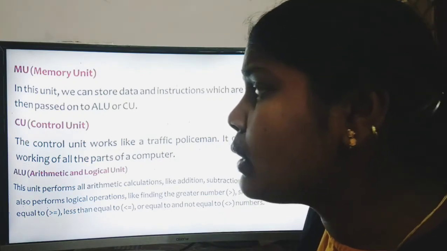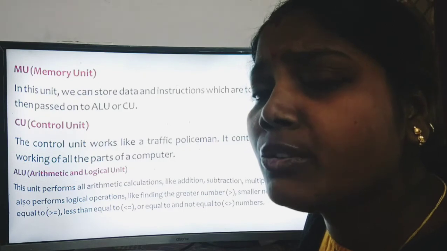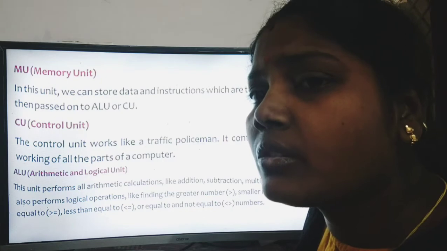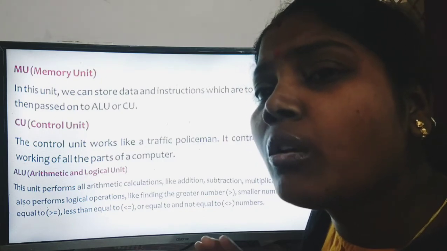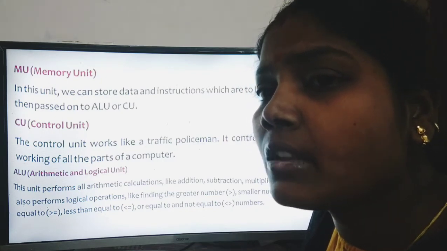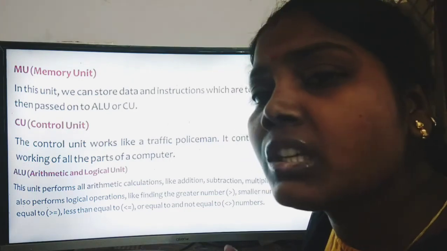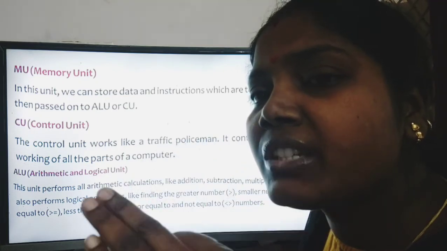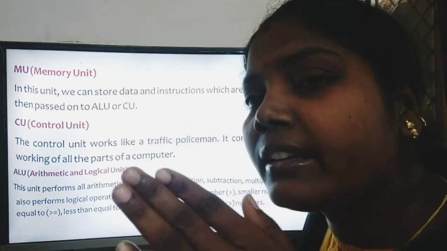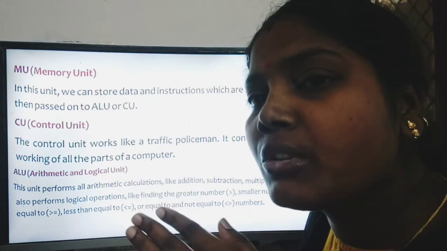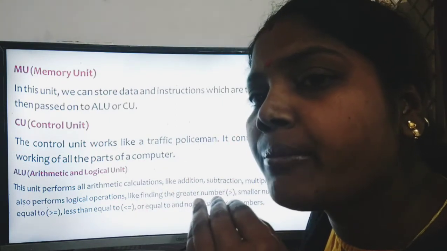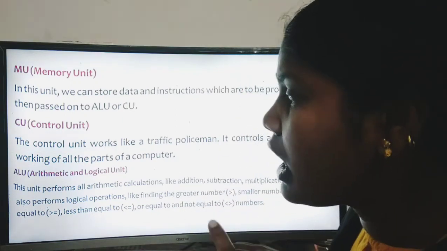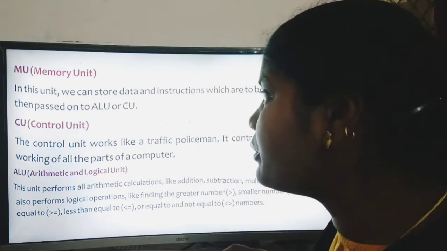And the ALU, arithmetic and logical unit, solves the problems of mathematics. It does each and everything: adding, multiplication, division, and greater than and less than numbers. So all types of mathematical problems it is solving. That is the arithmetic and logical unit.